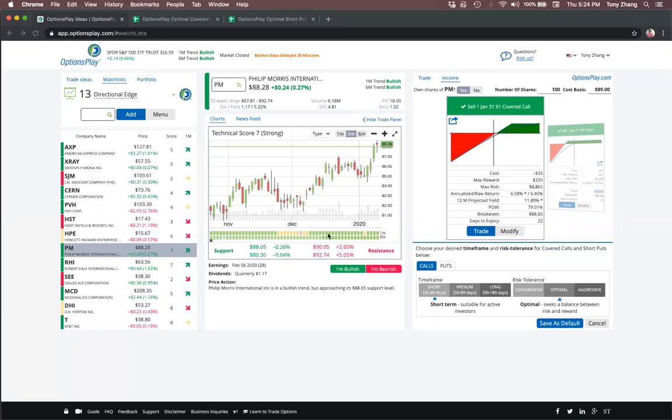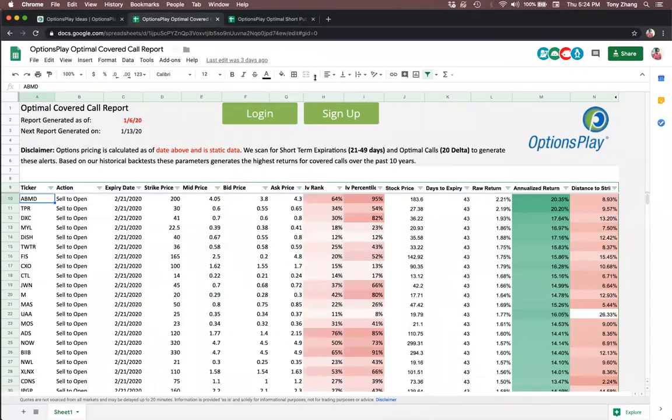What's your criteria for the cover call report? So in the report, we actually tell you exactly what the criteria is. So we tell you what type of expirations we scan for and what optimal calls we scan for.